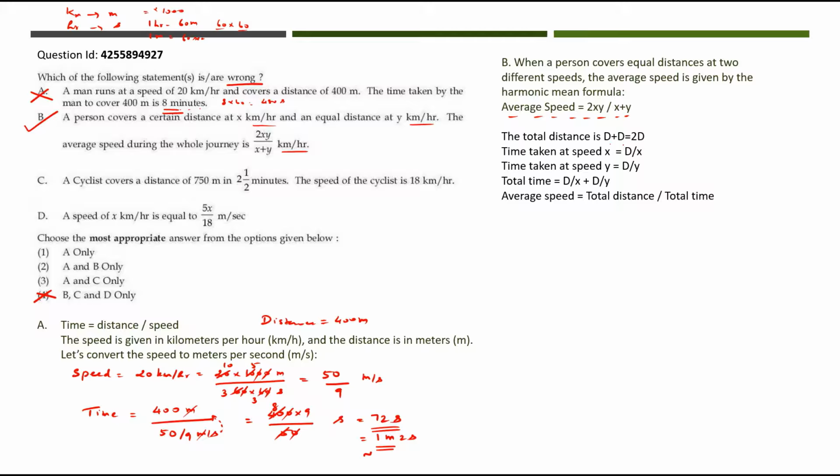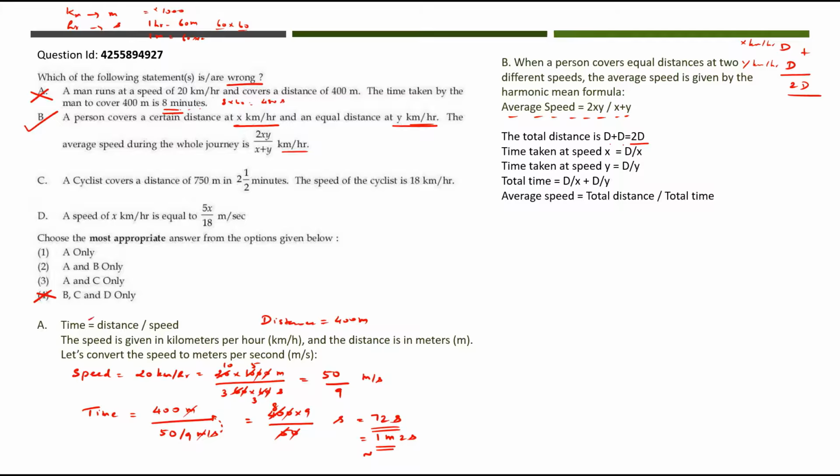So what is the total distance covered by the person? When the person takes x km per hour speed, the distance covered is D. And for y km per hour speed, the distance covered is another D. So D plus D will give you 2D. This is the total distance. We have to take the total time. The time can be taken as distance by speed. The first distance covered is D at speed x, so this is given by D by x.